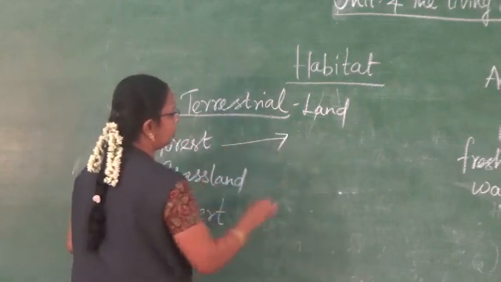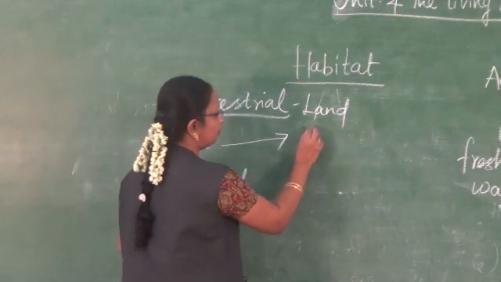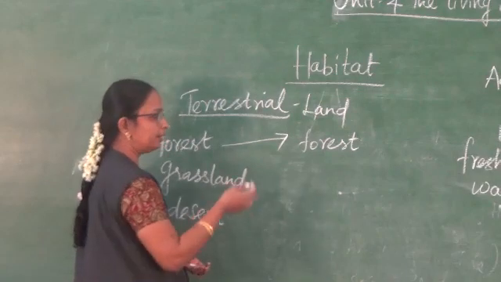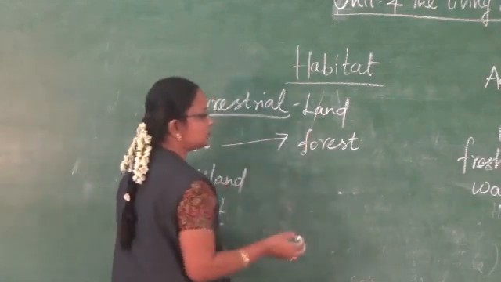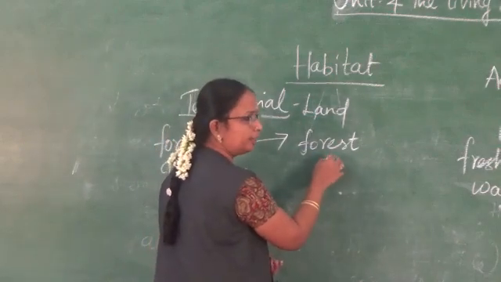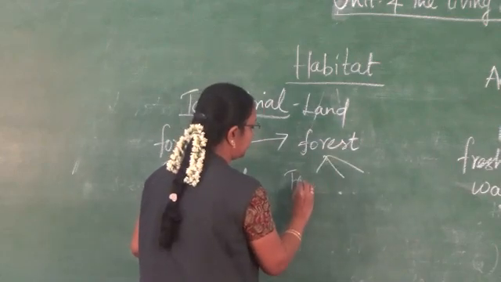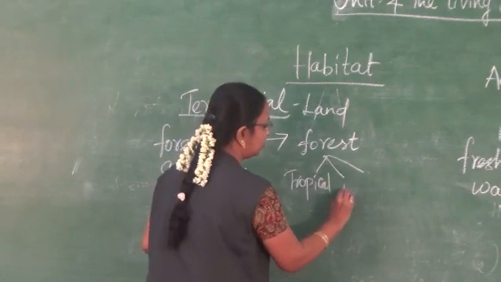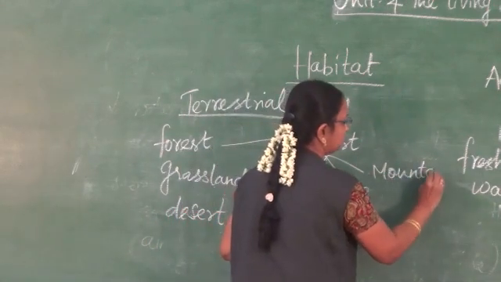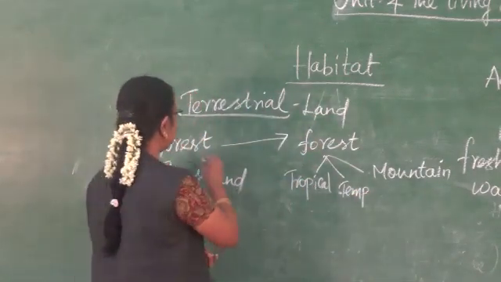When we talk about forest, most of the plants are situated in the forest. The forest supplies most of the oxygen in the world, because most of the plants are found only in the forest. Then there are three types of forest: tropical, temperate and mountain forest. They occupy most of the land.